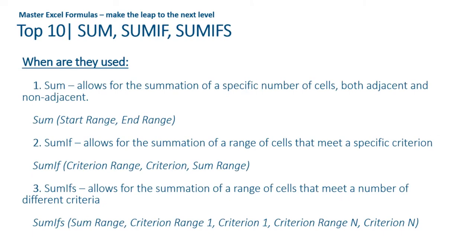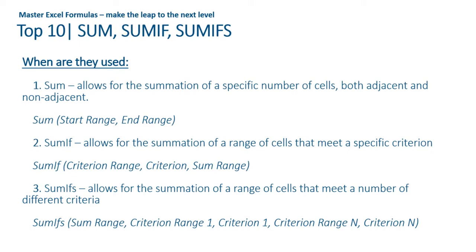That is the sum group of formulas, which includes sum, sum-if, and sum-ifs. So sum is probably the most simple function in Excel. In terms of the structure of the function, you need to have a start range and an end range, so a start cell and an end cell as well. When is this function used? It is used every time you want to actually sum something.